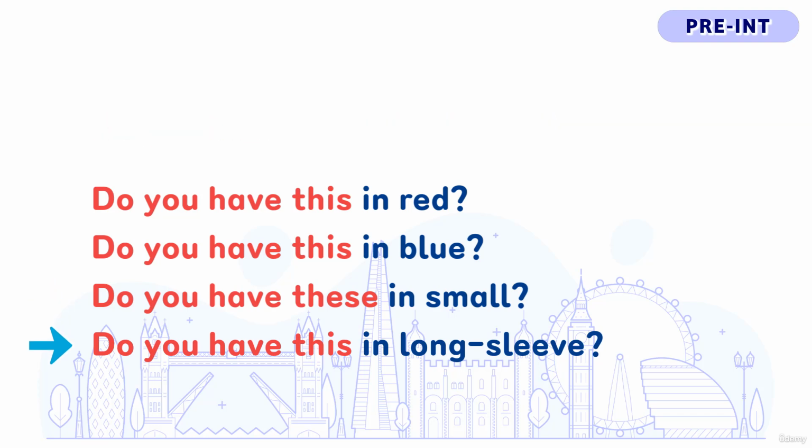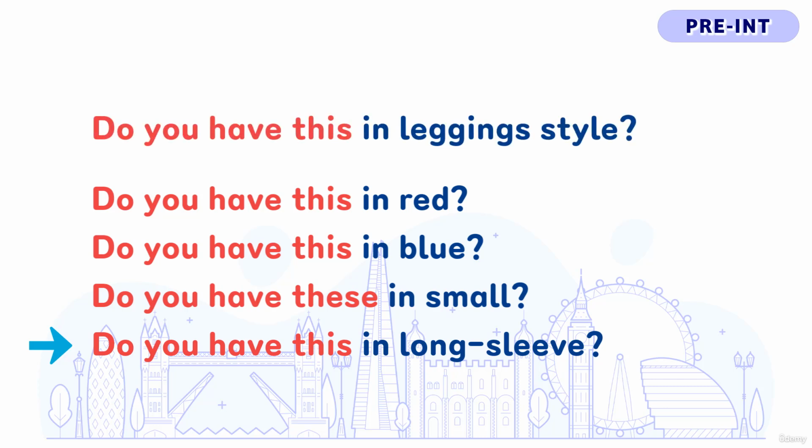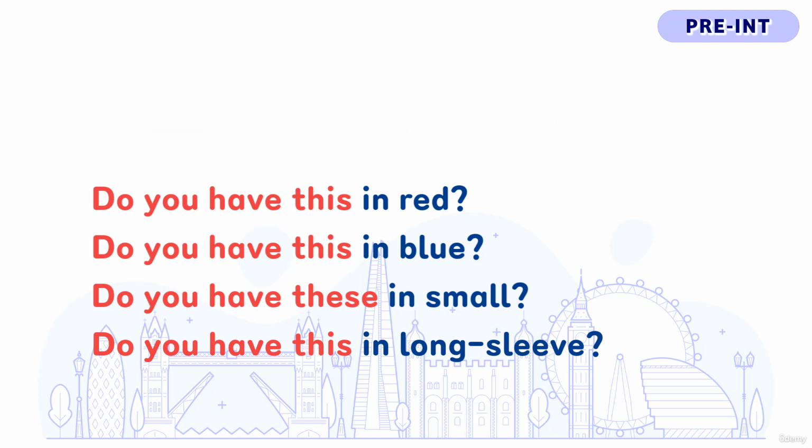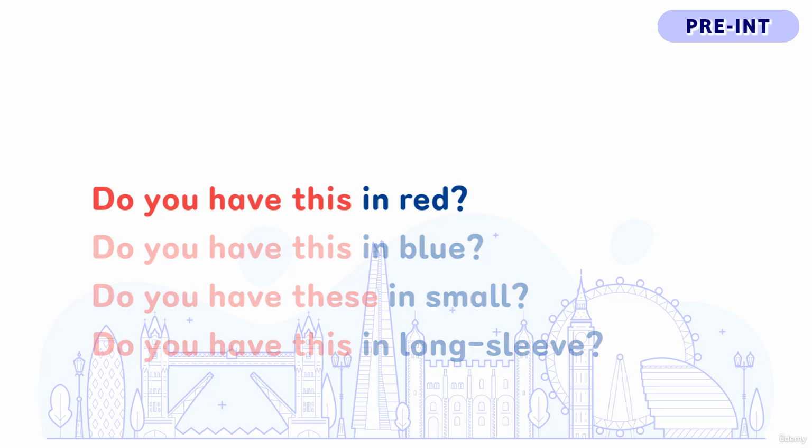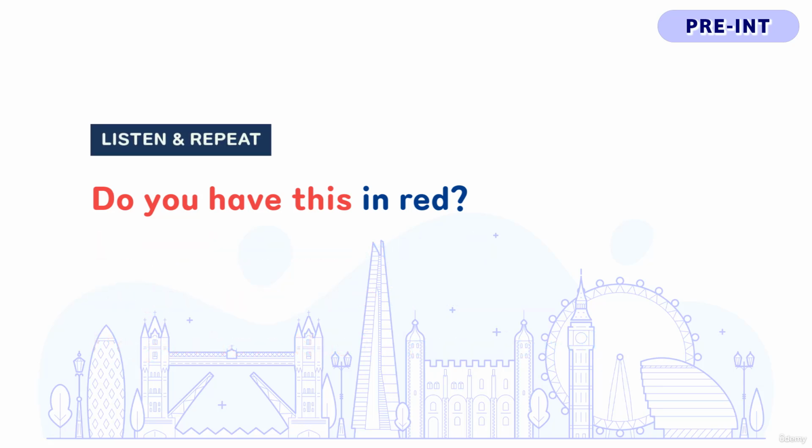Lastly, we can also ask if the store has a certain item of clothing in a different style, such as long sleeve, short sleeve, or even asking questions like, do you have this in legging style? So there are many different ways of using this question form. Okay, for now, let's do a speaking practice of asking these questions.